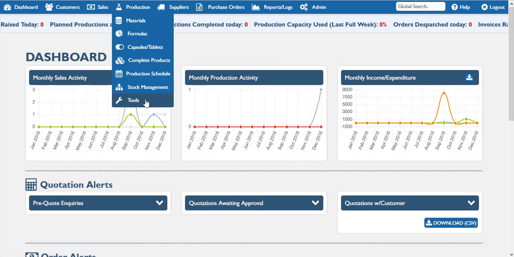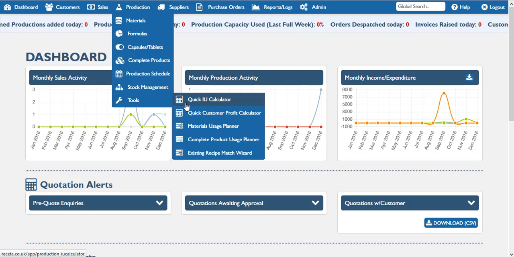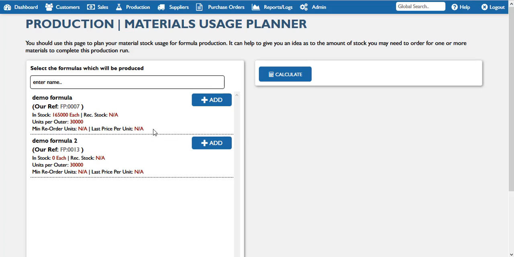The last 3 tools can help you minimize the amount of extra work you need to do to manage your customers' requirements. If we look at Material Usage Planner and Complete Usage Planner, what we can do here is show our usage or planned usage across several FPs.